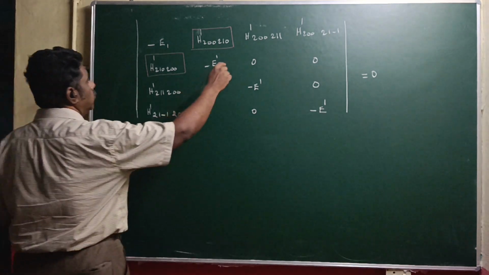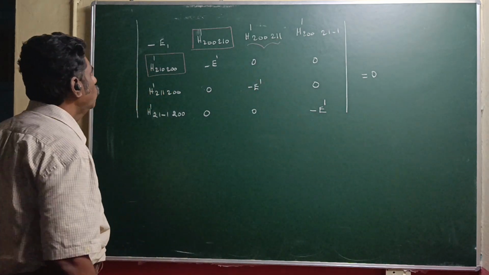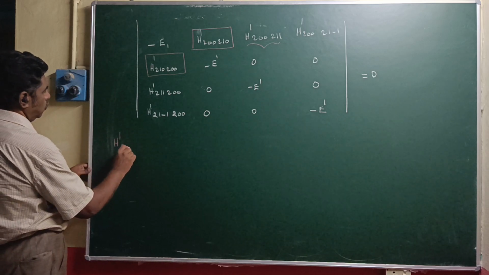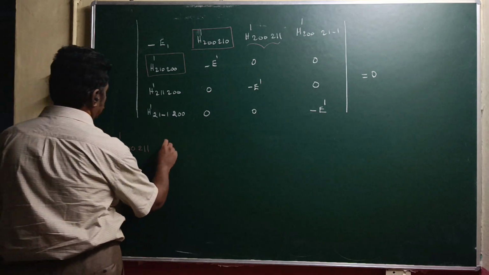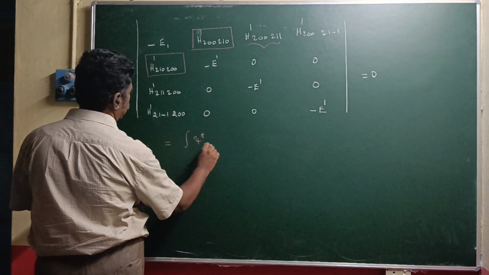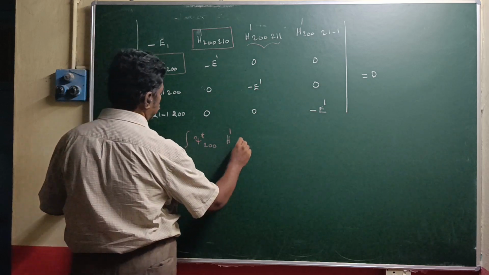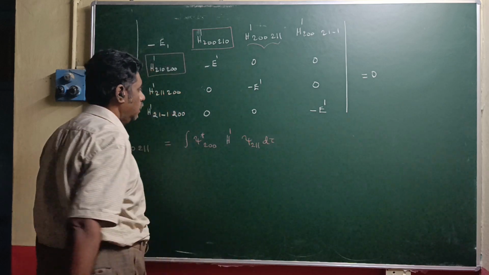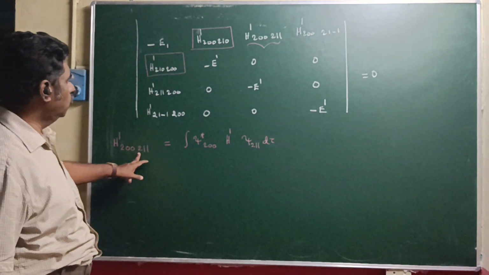For that, take this first term, H1 of 200, 211. H1 of 200, 211 is equal to the integral of psi star of 200 H1 psi 211 d tau. This is the value of H1 200 211.